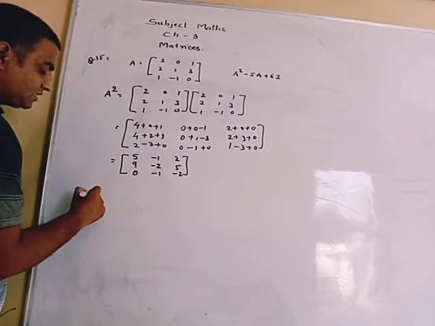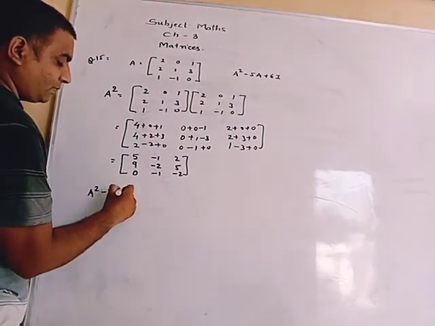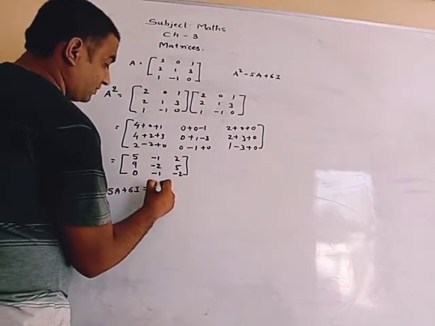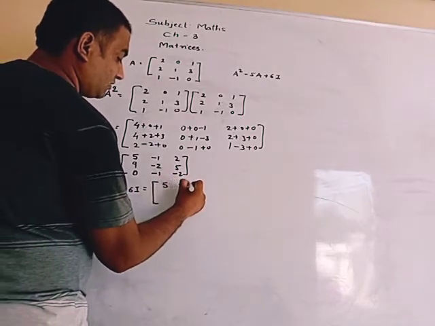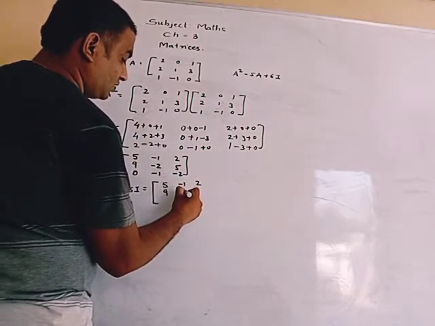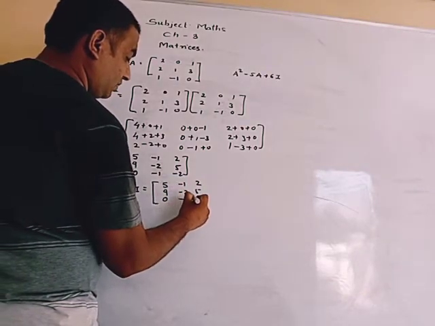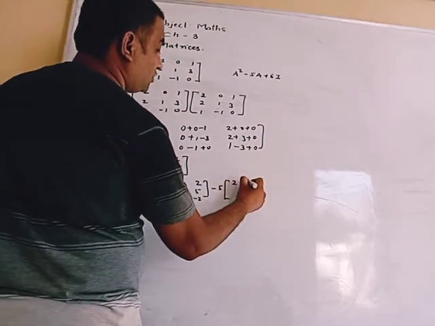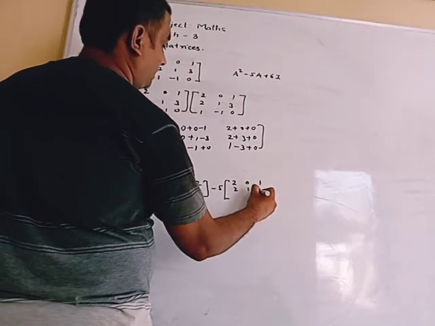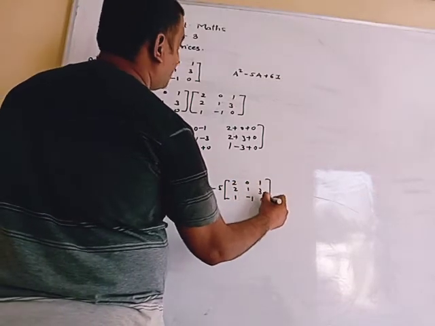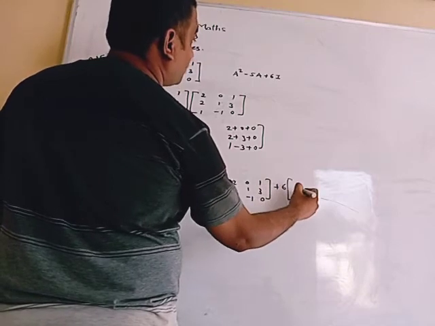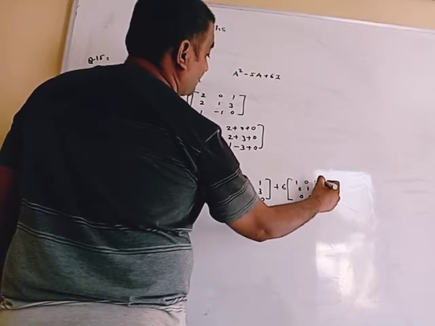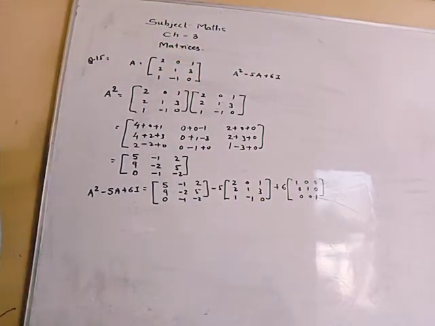Now we find out A square minus 5A plus 6I. So A square is equal to the matrix [5, -1, 2; 9, -2, 5; 0, -1, -2], minus 5 into A, that is [2, 0, 1; 2, 1, 3; 1, -1, 0], and 6 into I, that is 6 into [1, 0, 0; 0, 1, 0; 0, 0, 1], as I is the identity matrix for 3 cross 3.